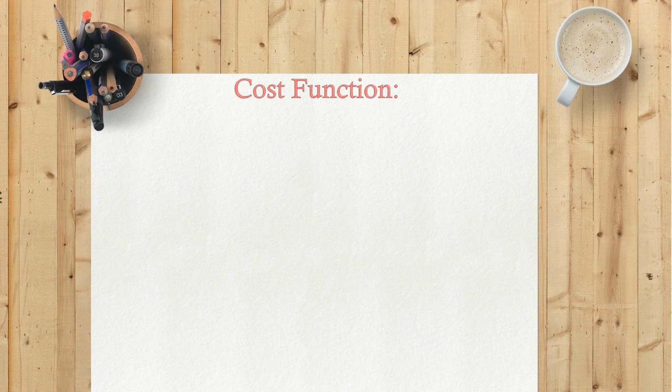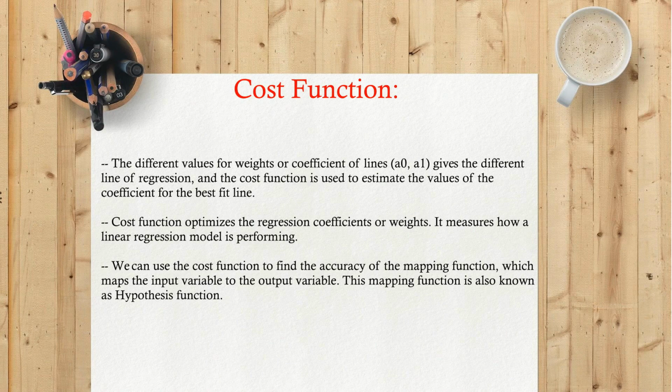Cost function. The different values for weights, or coefficient of lines, a0, a1, give different lines of regression, and the cost function is used to estimate the values of the coefficient for the best fit line. Cost function optimizes the regression coefficients or weights. It measures how a linear regression model is performing. We can use the cost function to find the accuracy of the mapping function, which maps the input variable to the output variable. This mapping function is also known as hypothesis function.